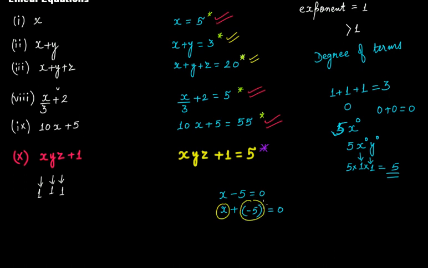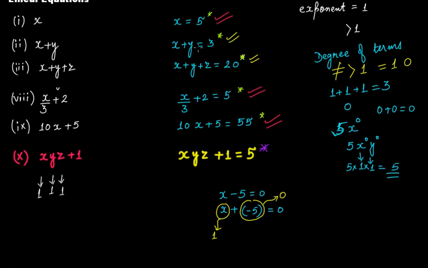Now tell me, this has the degree 0 and this has a degree 1 because it has only one variable, and that satisfies that the degree of terms should not be greater than 1. It should be equal to 1 or 0. So this is 1 and this is 0. The condition gets satisfied.